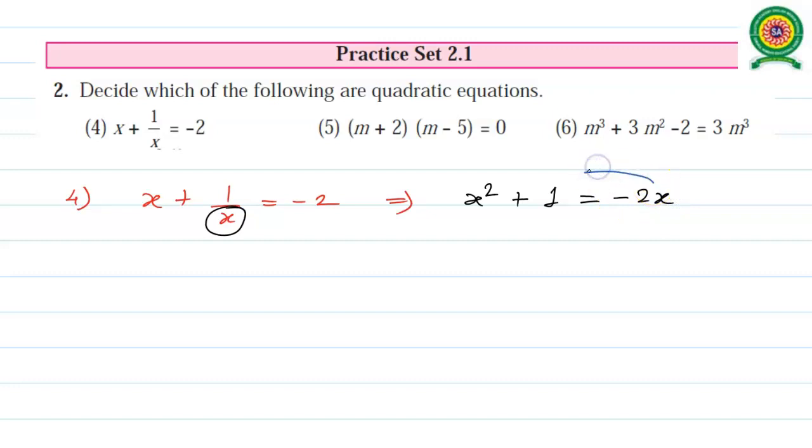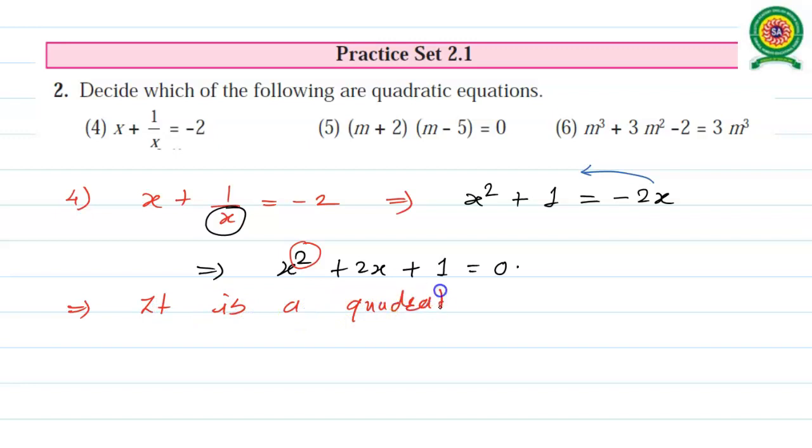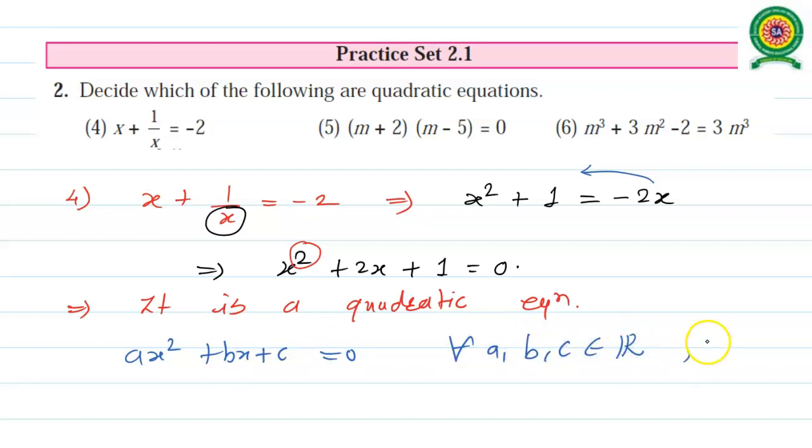So once we shift that minus of 2x from RHS to LHS, we get the equation of the form x square plus 2x plus 1 equals 0. Here the highest degree of the variable x is 2, so we can say it is a quadratic equation. Or you might compare it with the general form of quadratic equation, ax square plus bx plus c equals 0, for all a, b, c belonging to the set of real numbers, provided that a is never equal to 0.